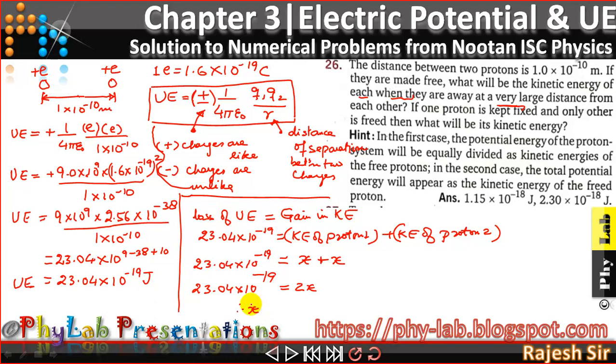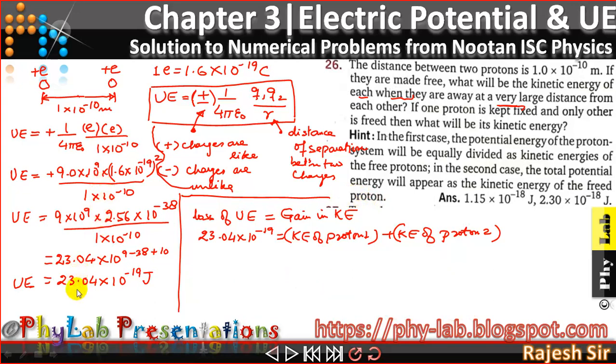Therefore x comes out to be 11.52 into 10 to the power of minus 19 joules, or 1.152 into 10 to the power of minus 18 joules. So both the protons will now be gaining this much amount of kinetic energy. Is that clear, friends? Let's move on to the second part of the problem.